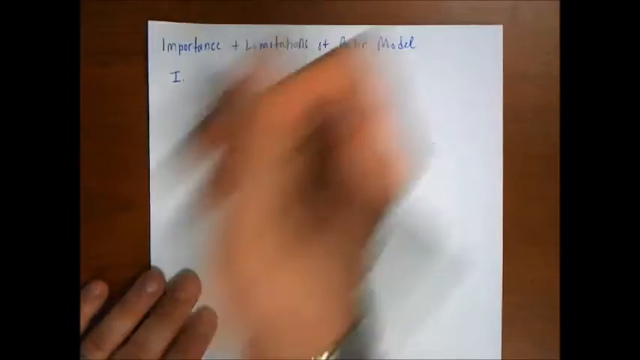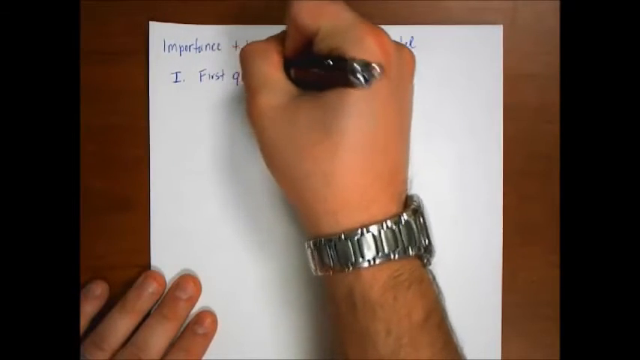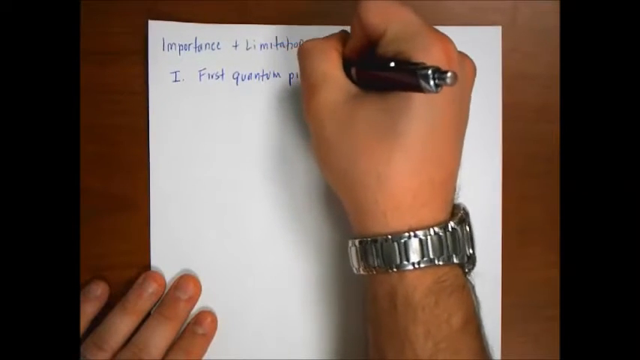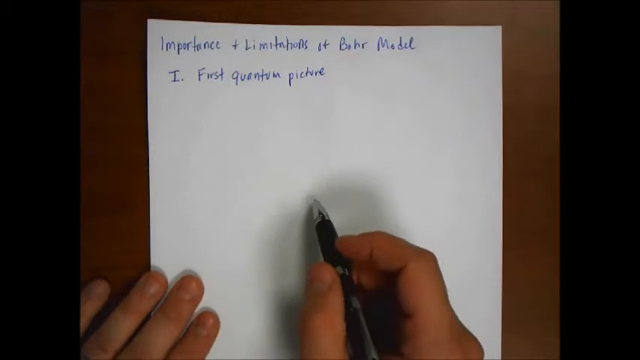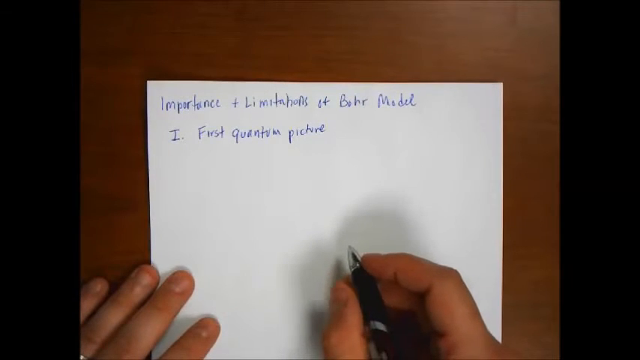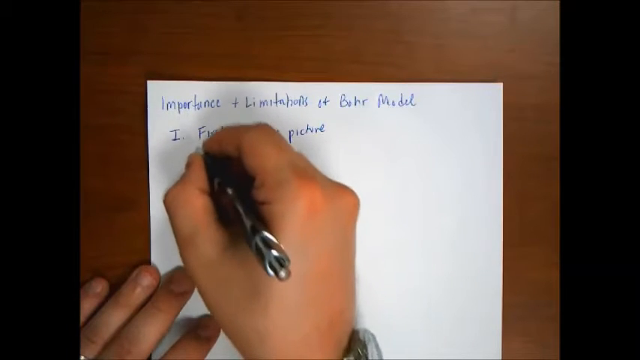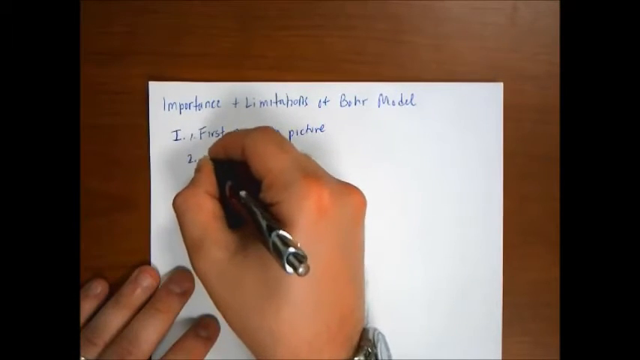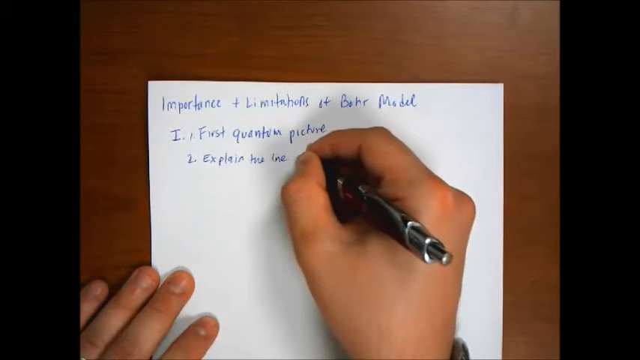So our first item of importance is that this is the first quantum picture. This is the first time that the idea of quantum, meaning that energy comes in discrete energy levels, was used to describe the behavior of an atom, and this is the first time they were able to explain the line spectra that they were observing.